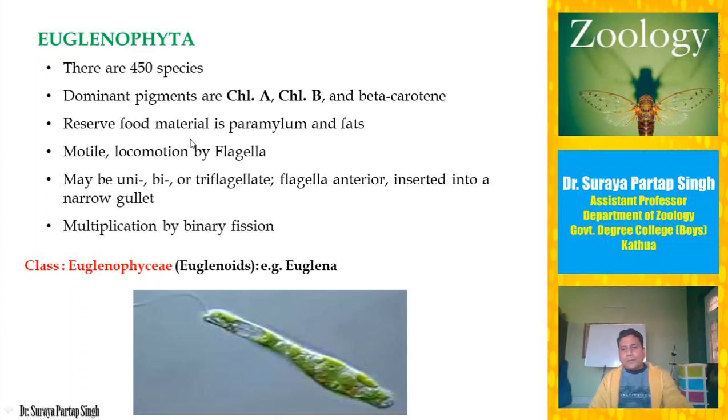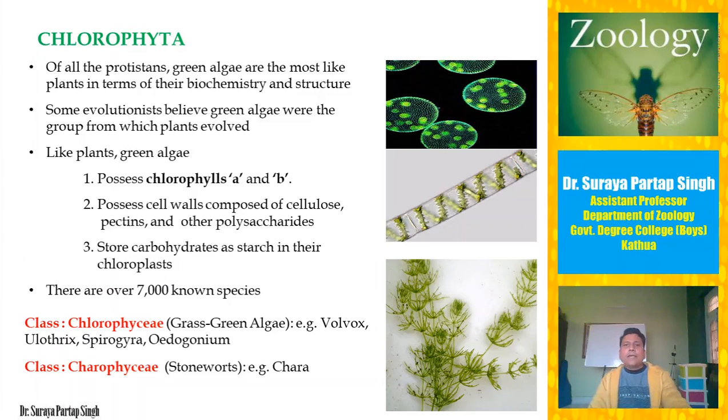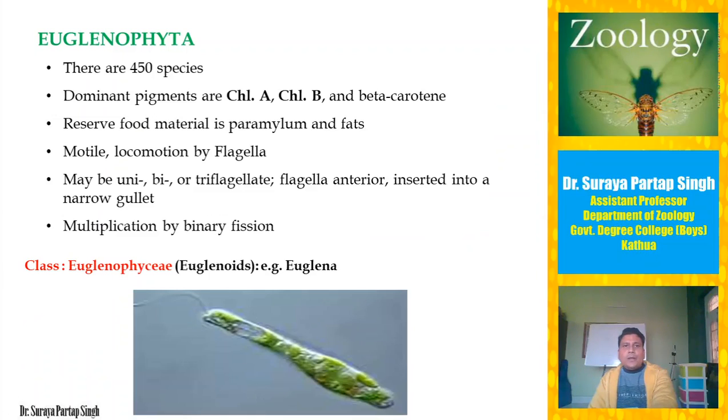The members of Chlorophyta may be motile or they may be sessile. If they are motile, they move with the help of small flagella-like structures, like in case of Chlamydomonas. Chlamydomonas is also a member of Chlorophyta. Now in Euglenophyta, they are all motile, and locomotion is primarily by means of flagella. And flagella may be 1, 2 or 3. So as such, they may be uniflagellate, biflagellate or triflagellate.